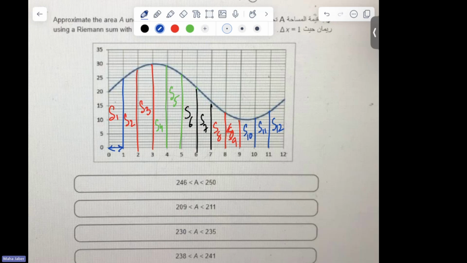The width is 1. Here we can approximate. We can say slice 1 is almost 24, plus slice 2, we are approximating. Slice 2 we can say goes maybe 26, slice 3 we'll say 28, and it's an approximation. And we will say slice 4 here is 30.